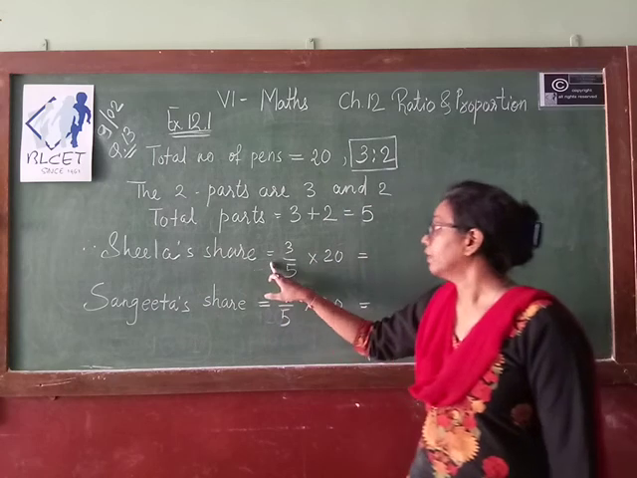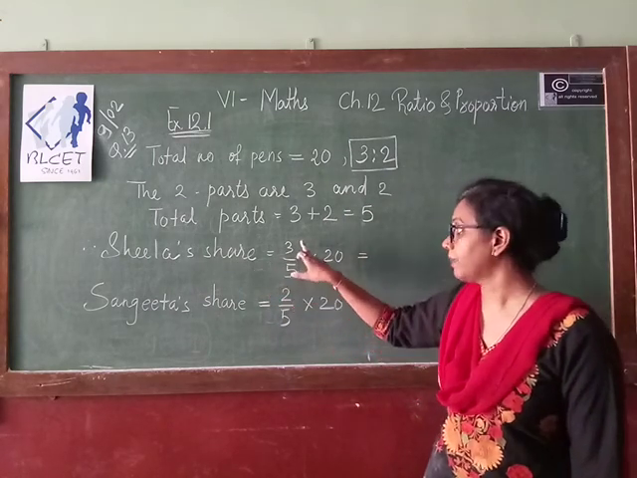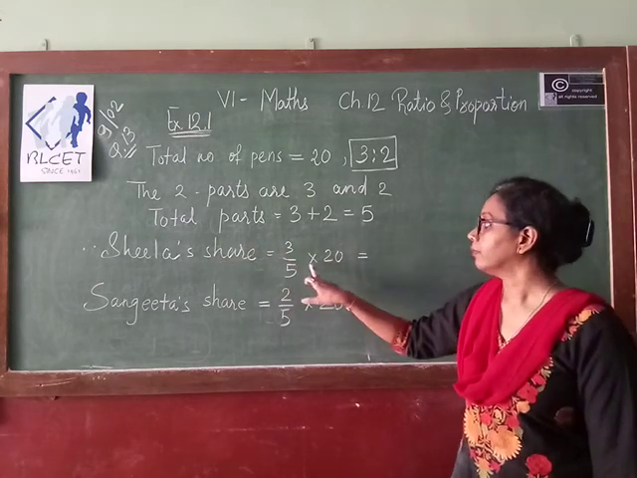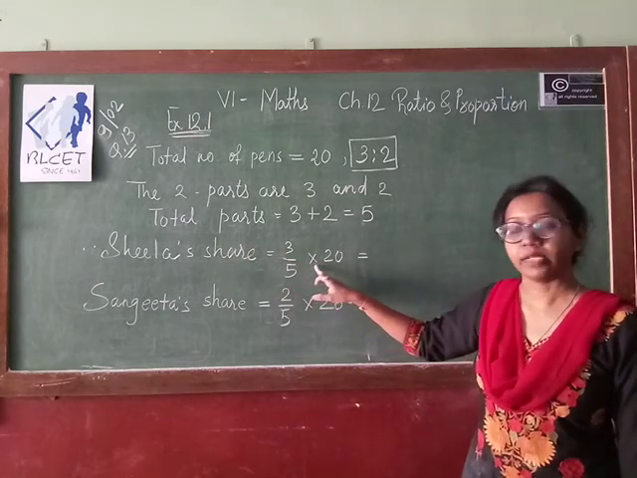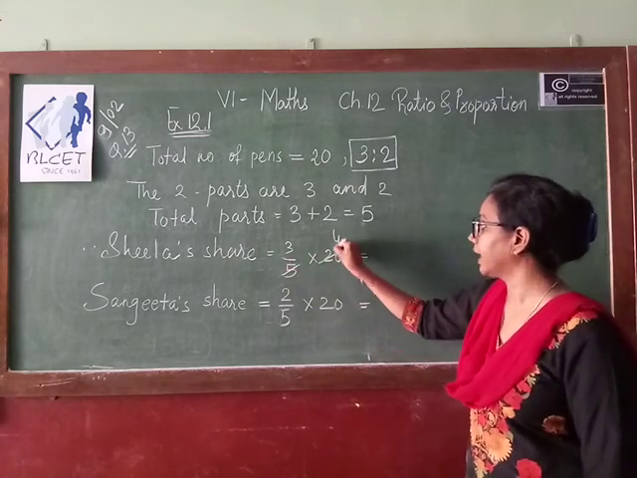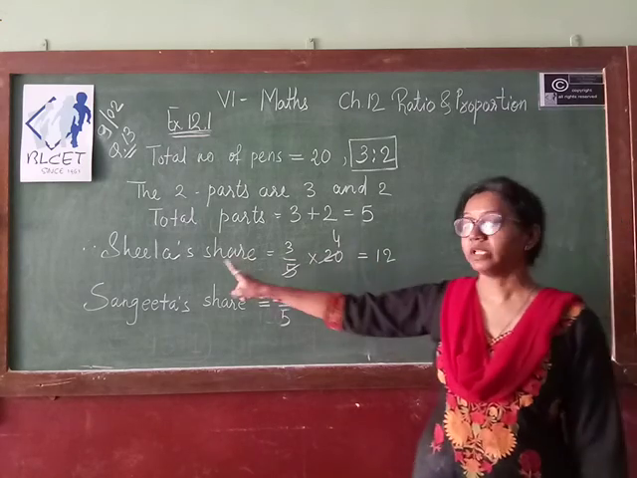Sheila's share is equal to what? Total parts are 5. Out of 5, 3 parts will be with Sheila. So 3 divided by 5, multiplied by the number of pens, that is 20. So what is the answer? 5 fours are 20. So 4 threes are 12. So total 12 pens will be with Sheila.